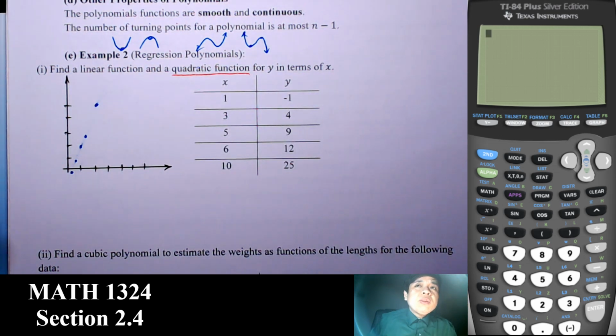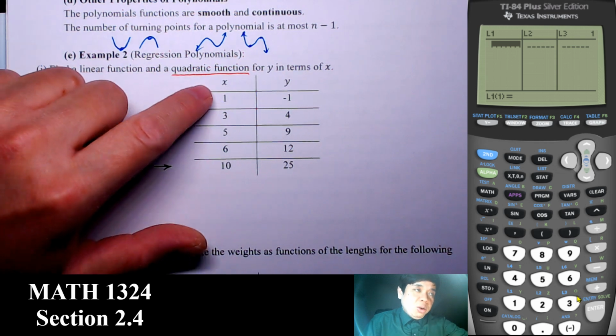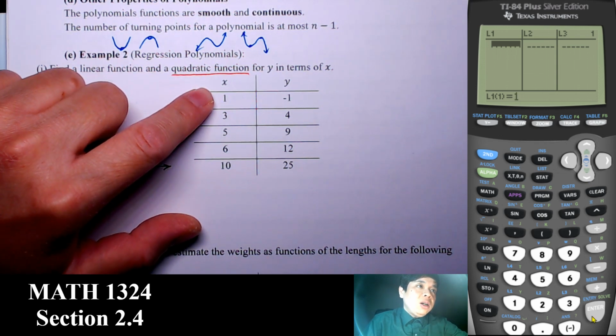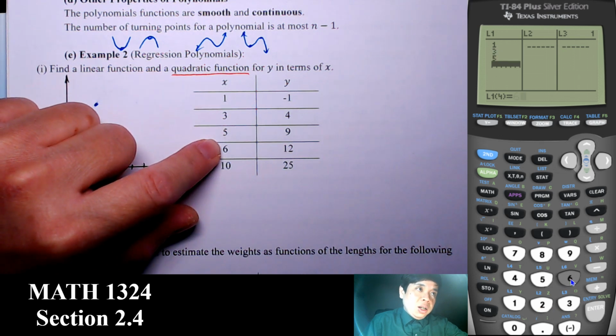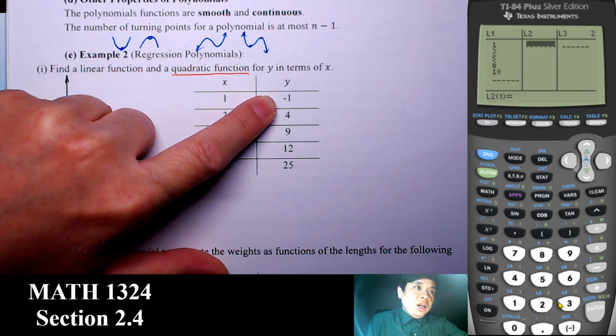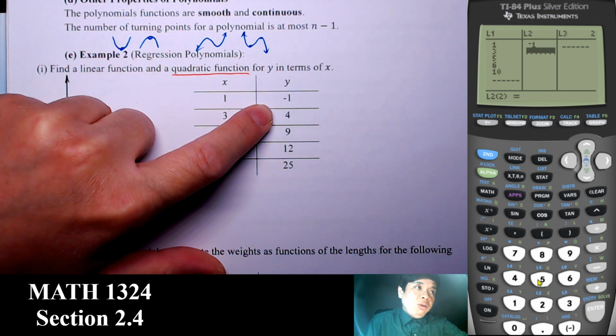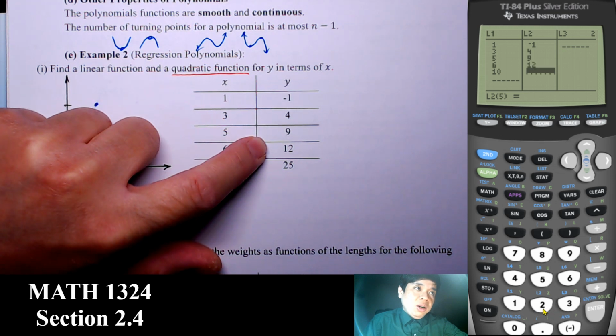So first, we have to use the TI-83 or 84, or anything that has the graphing features or advanced list. So what we do is hit STAT, select Edit, and now we'll enter 1, 3, 5, 6, and 10. Then we go to the second list: negative 1, 4, 9, 12, and 25.